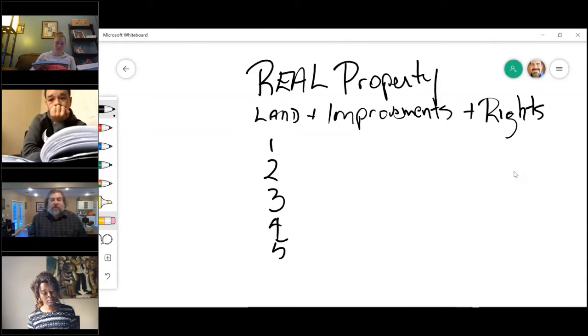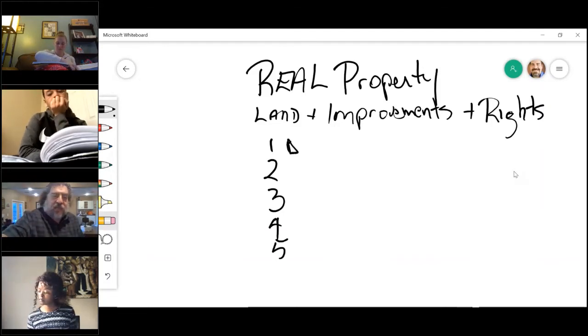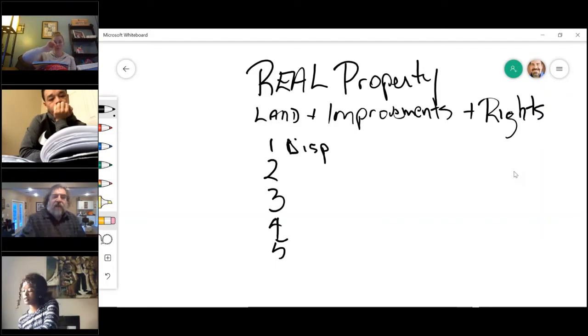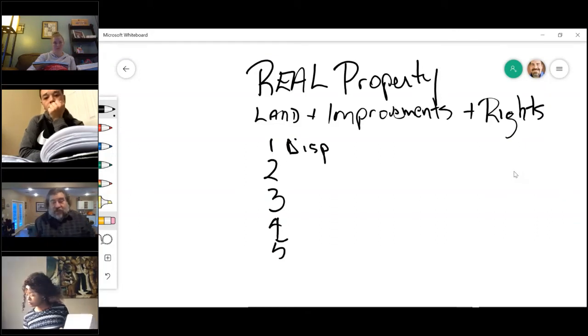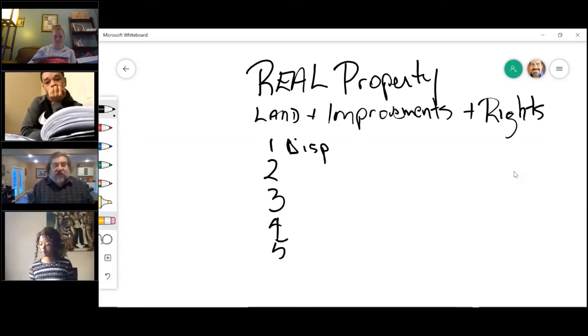So let's go through these five twigs of the bundle of rights. The first one is, and these are in no particular order, disposition. You have the right to get rid of your property any way you see fit. You want to sell it? You can. You want to put it in your will and give it to an heir? You can. You want to will it to some foundation? You can. You want to give it away? You can. You have the right of disposition of your property.